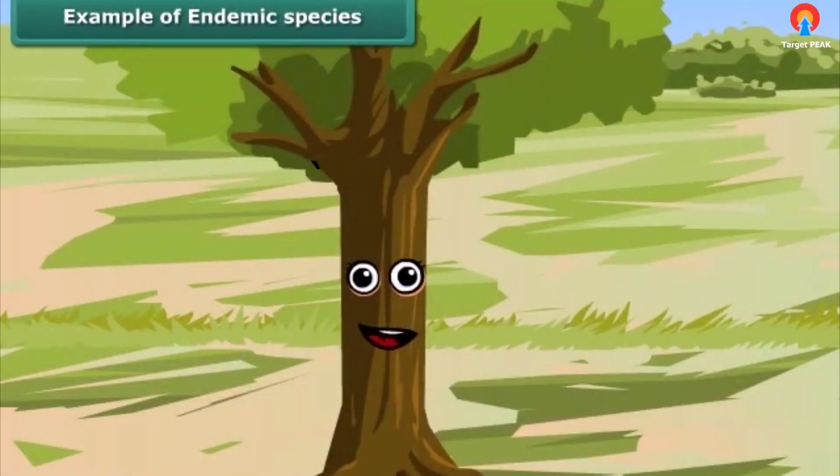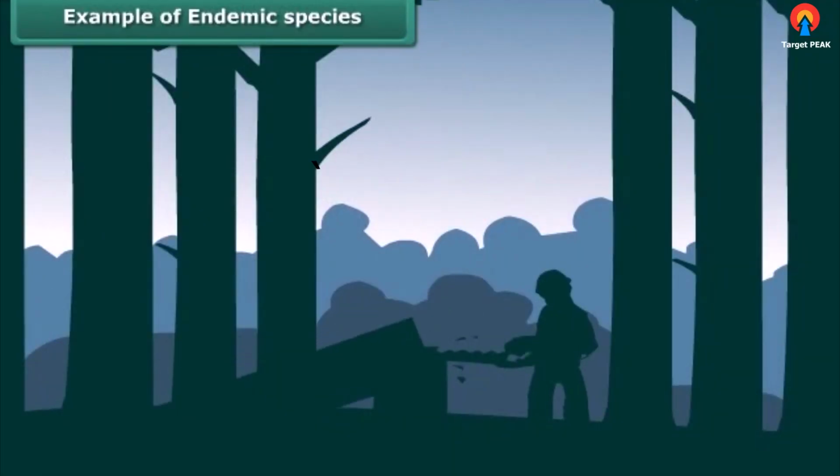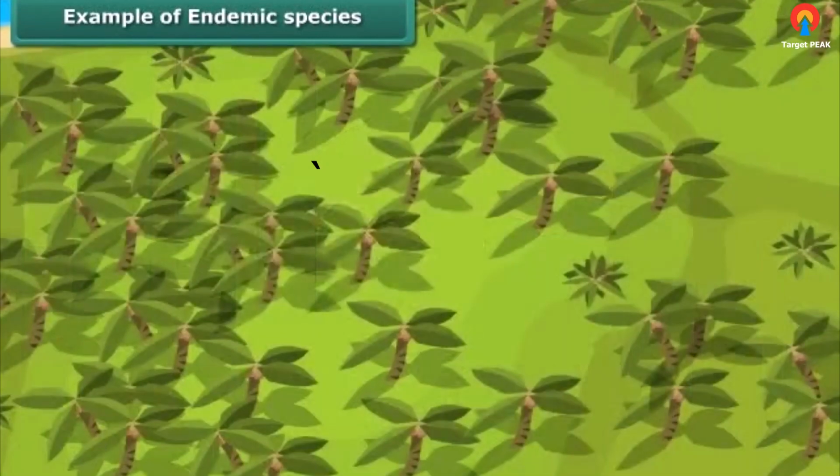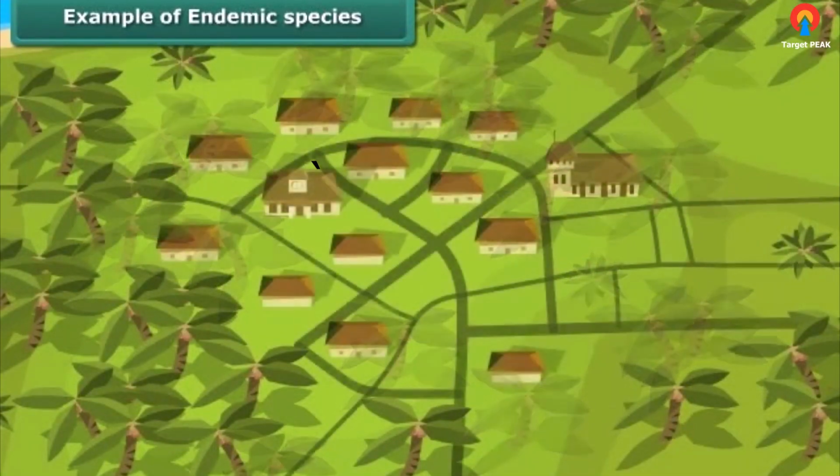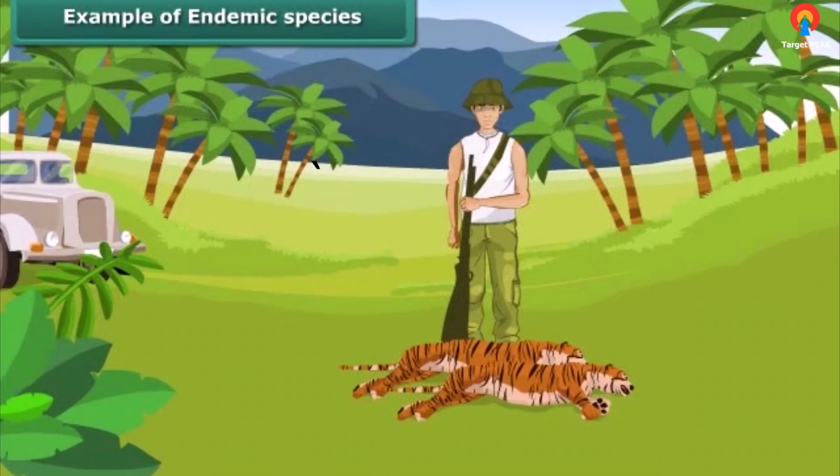What factors lead to making them endangered? Well, humans are the main reason. The destruction of their habitat, increasing human population, and introduction of new species may affect the natural habitat of endemic species and endanger their existence.